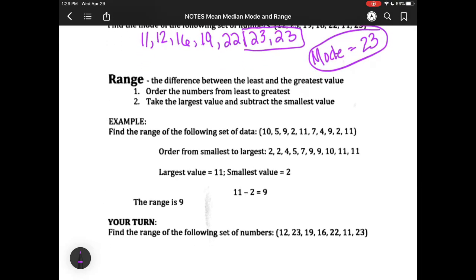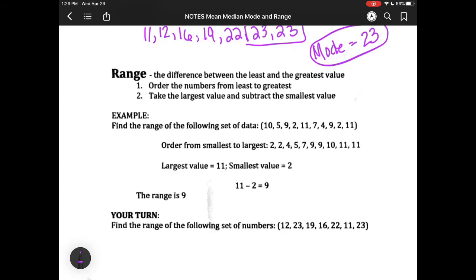Range is the difference between the least and the greatest value. Order the numbers from least to greatest. Take the largest value and subtract the smallest value. Range the following set of data, and it gives you all these numbers from smallest to largest. Take the largest value and you subtract the smallest value, and you have the range.